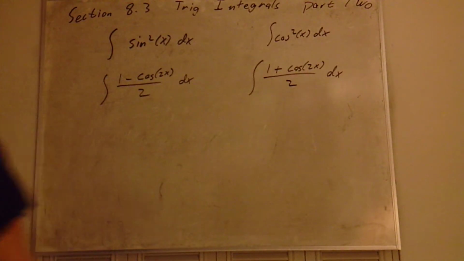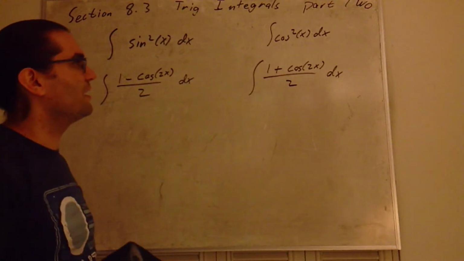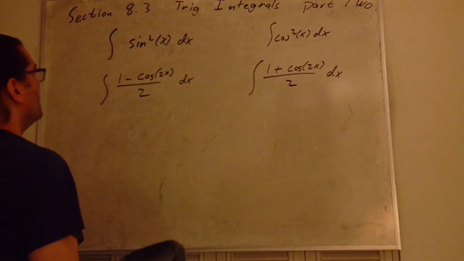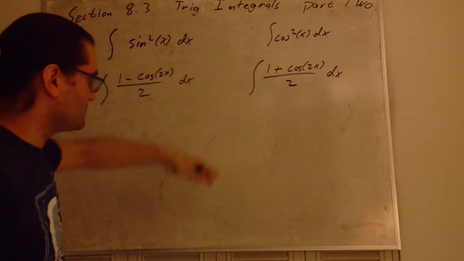What I do want to spend time doing is, I want to talk about what happens when these things are multiplied by other things. Because that's when it gets real interesting. So we know how to integrate sine squared. We know how to integrate cosine squared. That's pretty straightforward.